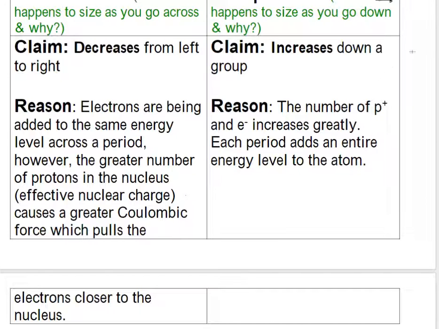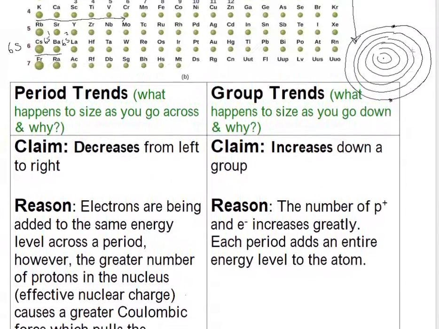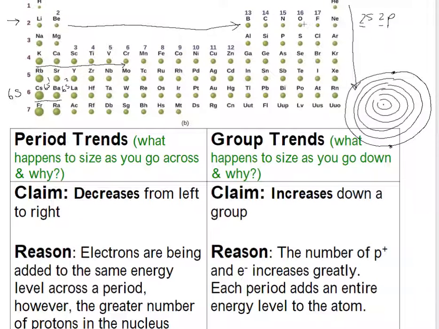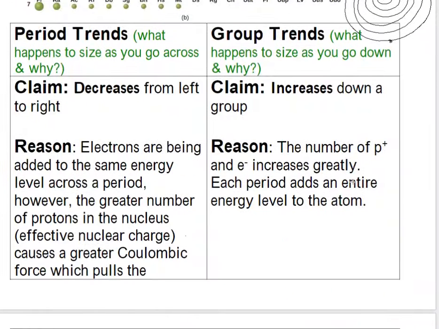Now, going down a group, you guys said that it gets larger going down, and you're correct. Going down each group, the atoms get much bigger. If I compare francium down here to little lithium at the top, you can see it's much bigger. And the reason is, as you move down, every period that you move down on the periodic table, you're adding an entire energy level to the atom.